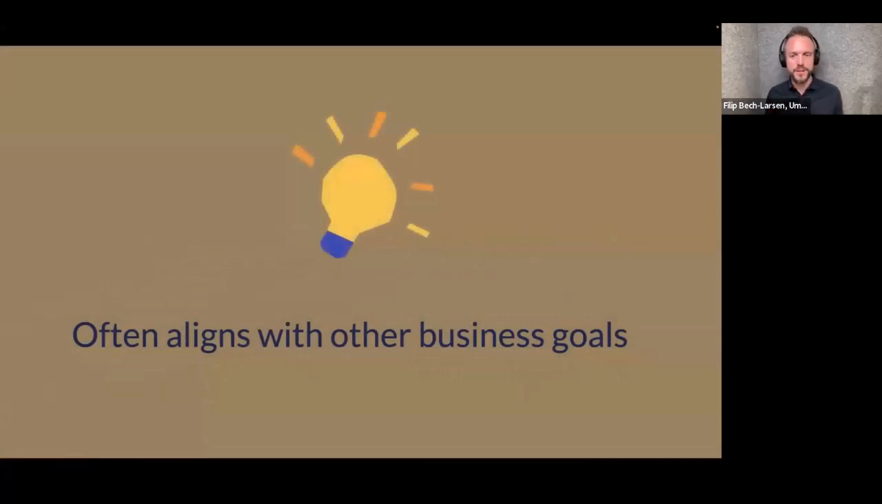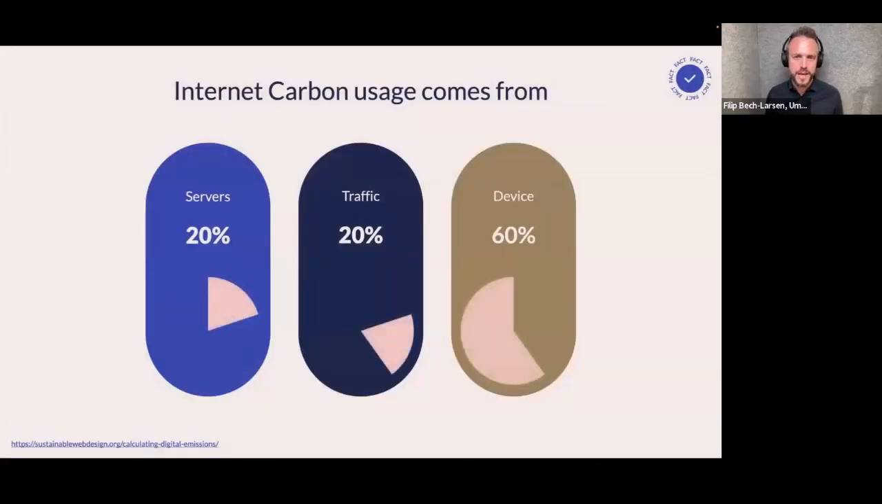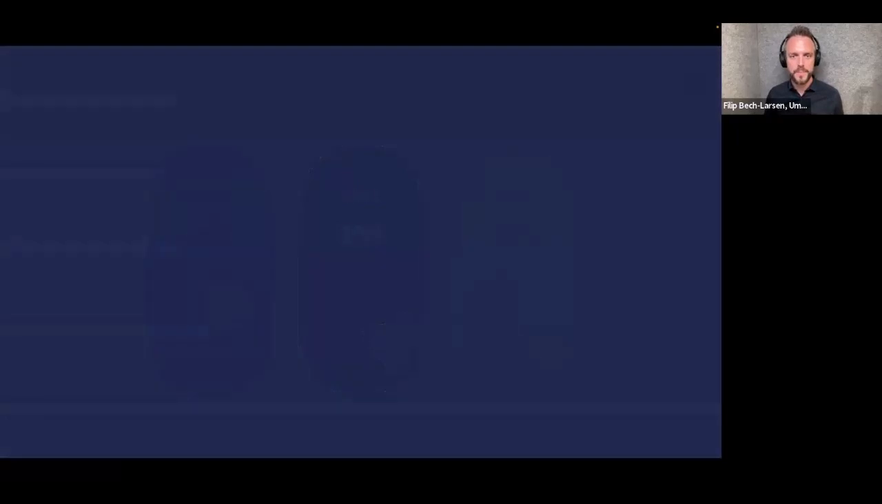And the great thing is, a lot of this often aligns with other business goals that you have. A lot of the best practices that I'll share with you are also making your website run faster, which is great for lots of other things, typically leading to higher conversion rates of whatever your goal is, whether that's signups or putting stuff in the basket and checking out. So internet carbon usage is distributed like this: about a fifth on the server, a fifth in traffic, and more than half of the total is actually on the device. But let's start on the server.